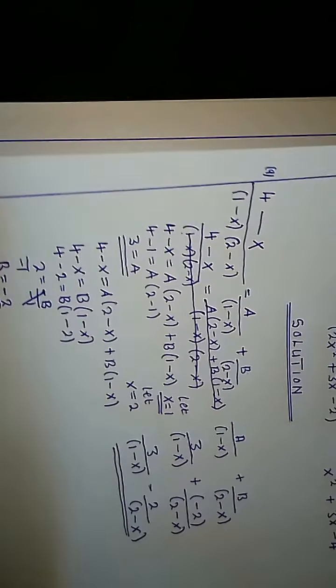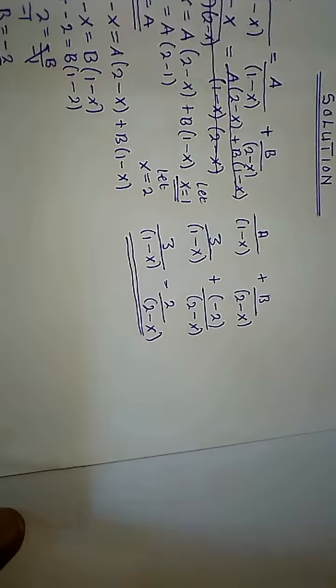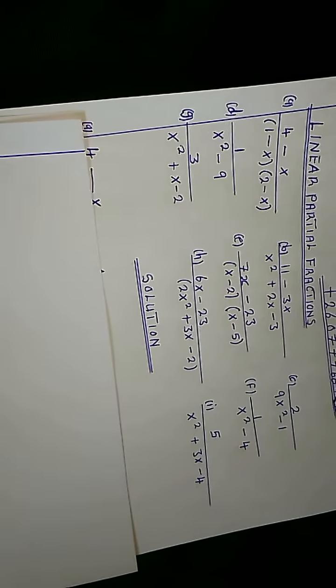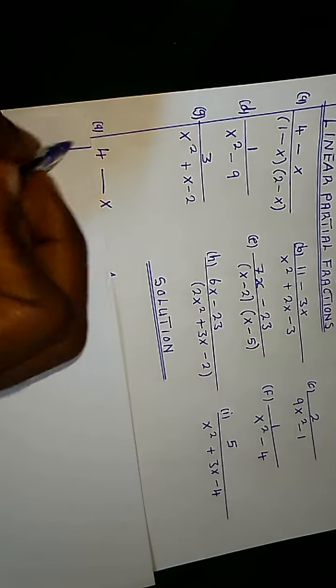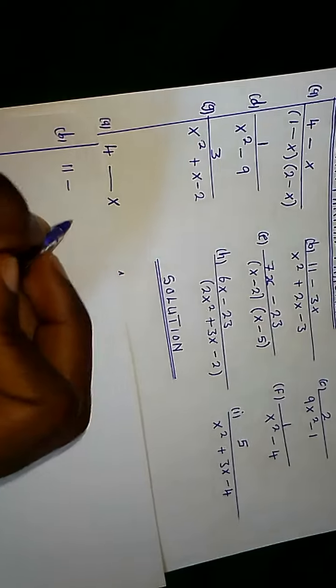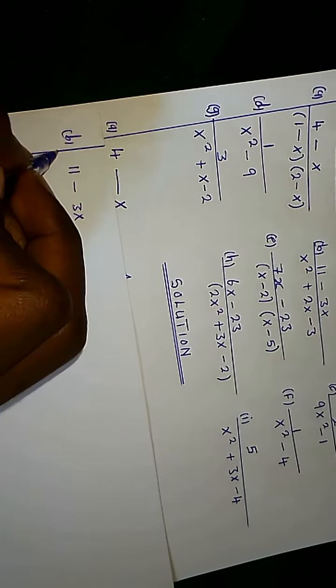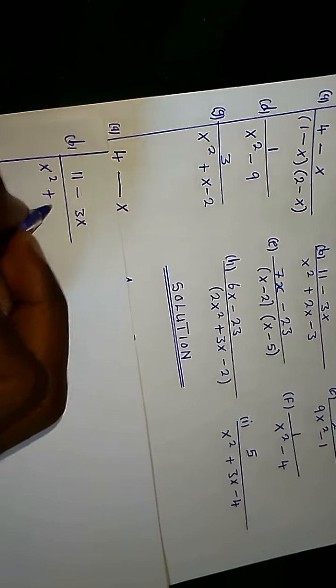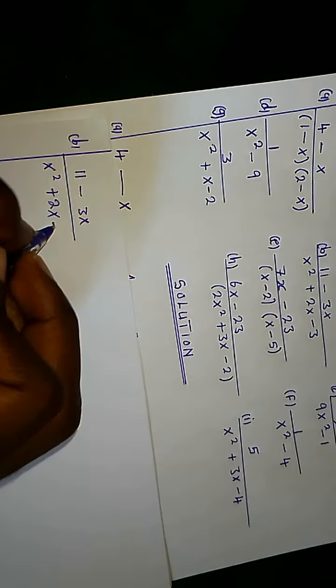Alright, so let's get to the second question. Where is it? So the second question is simply saying, which happens to be B, we have (11 minus 3x) over (x to the power 2 plus 2x minus 3).